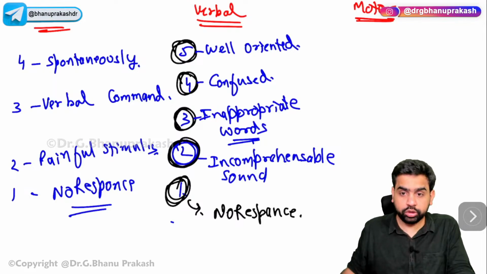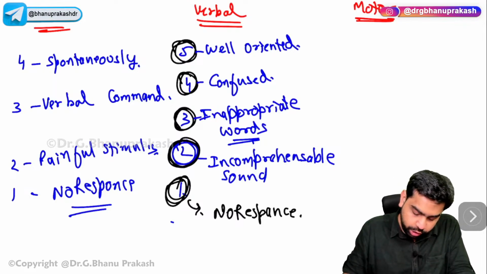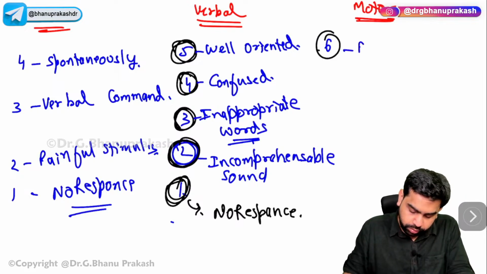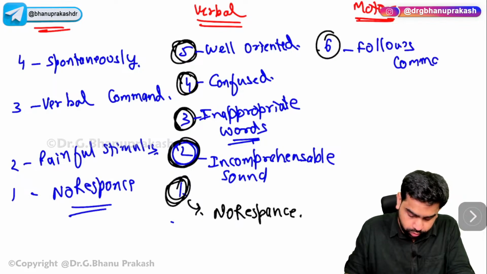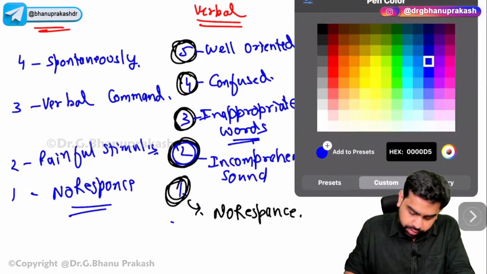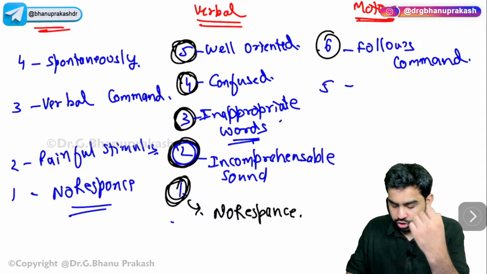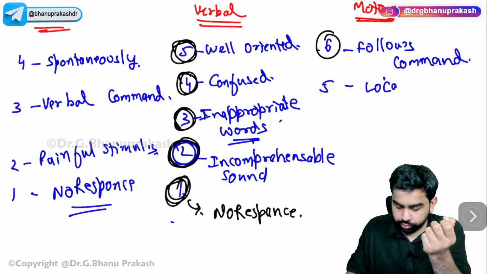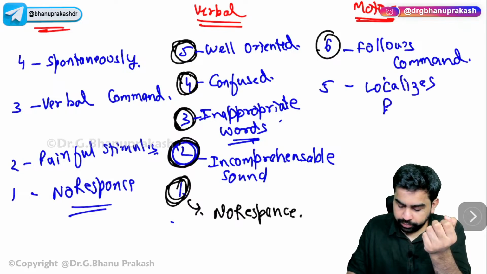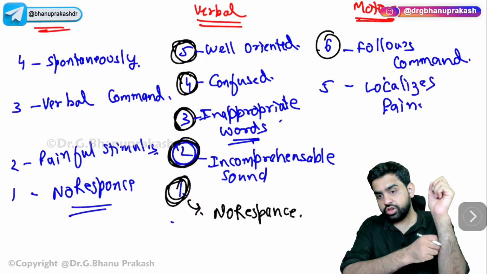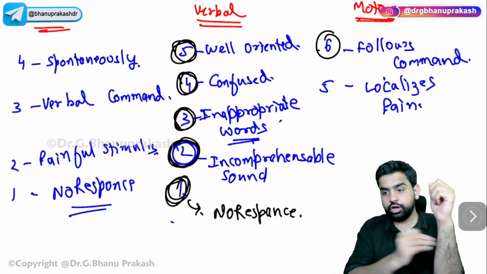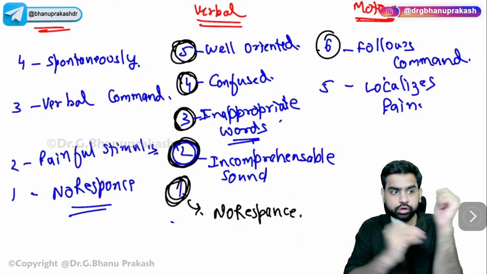Now let's talk about the motor response. In the motor response, you have a motor response of 6, which is that the patient follows the commands. Then we have a motor response of 5. What is a motor response of 5? Motor response of 5 is that the patient localizes the pain. For example, you give a painful stimulus to the patient and the patient brings the opposite hand towards that particular point. This is called localizes pain.